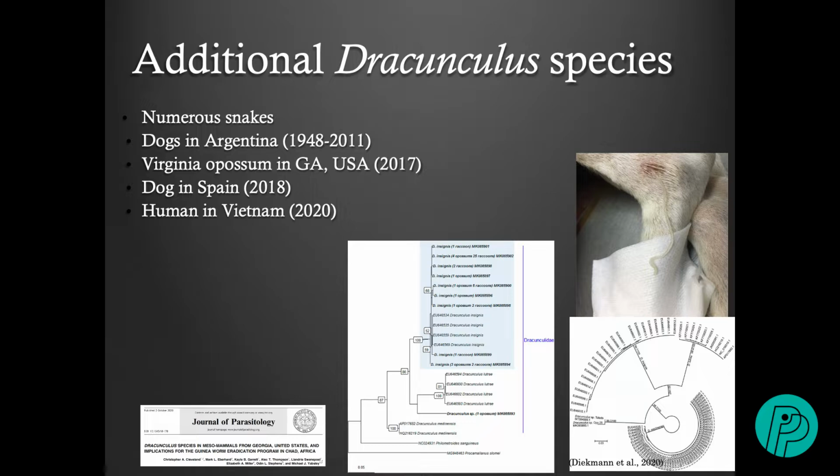The next year, a parasite very closely related to that Virginia possum parasite was found in a domestic dog in Spain, which represents the first report of a mammal infected with Dracunculus in Europe. So we don't really understand where that particular parasite came from. And then most recently, there was a human in Vietnam infected with a Dracunculus that presumably is novel.